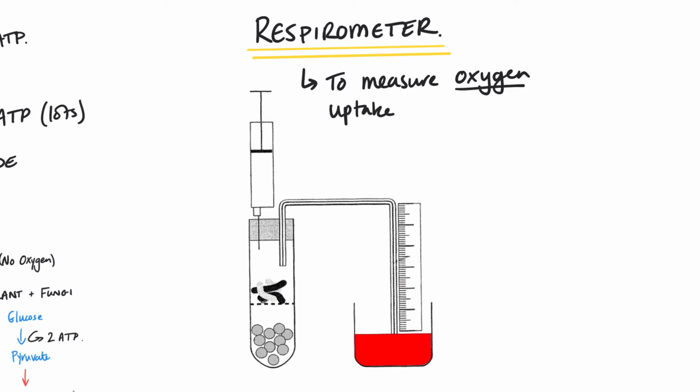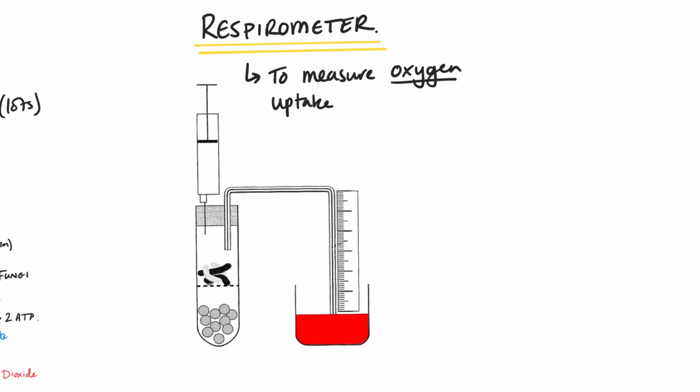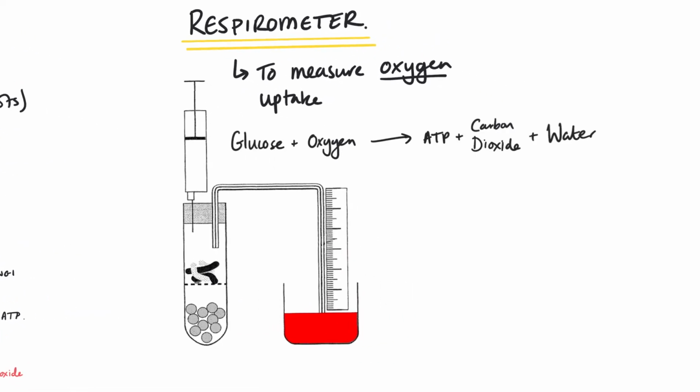Because if you remember back to our summary word equation for respiration, if we're looking at aerobic respiration, we require oxygen. If there is a high uptake of oxygen, that would suggest that there is a fast rate of respiration. So we're looking at how fast oxygen is being used to give us an indication of how much respiration is happening.